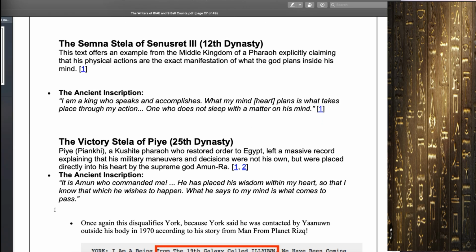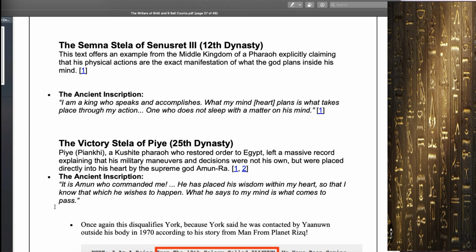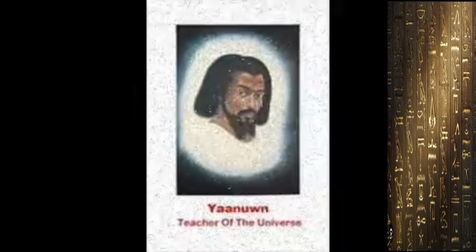All right, once again, this disqualifies York, because York said he was contacted by Yanun outside his body in 1970, and then prior before that, he claimed that he was visited in 1945.